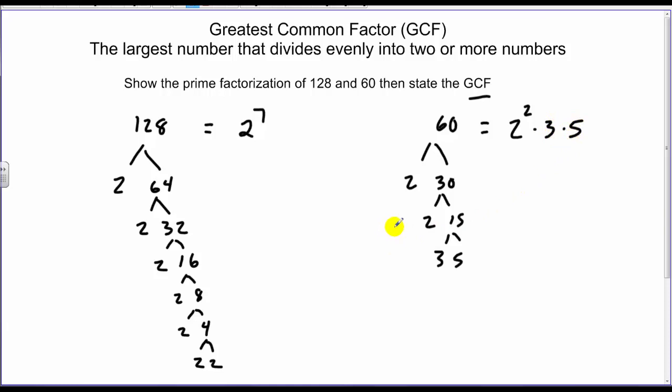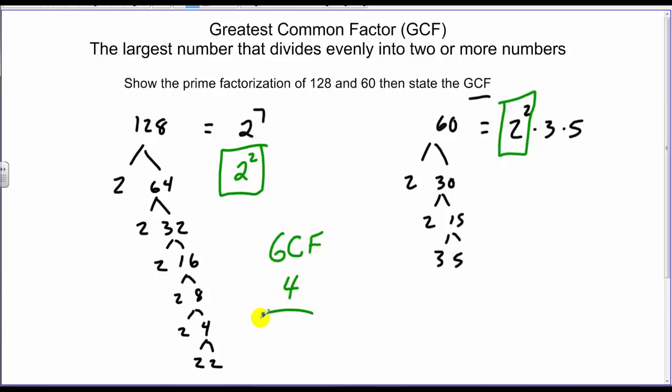Now, what's common? Well, there's no 5 in the 128 term. There's no 3 in the 128 term. The only thing that's common are the 2's. How many 2's are common in both? Well, I know that 60 has 2 squared in it, so there must be 2 squared in 128, because I have 2 to the 7th. So what's common is 2 squared, and the GCF is the number 4. That's the greatest common factor of the two.